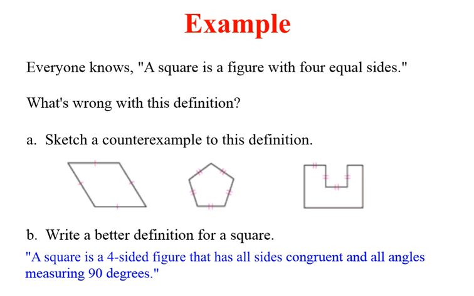A square is a 4-sided figure that has all sides congruent and all angles measuring 90 degrees. This definition is much more complete than the one above. The key thing that was missing from the definition above is that the 4 angles of the figure have to be 90 degrees. They have to be congruent. In addition, we have to categorize a square as a 4-sided figure.